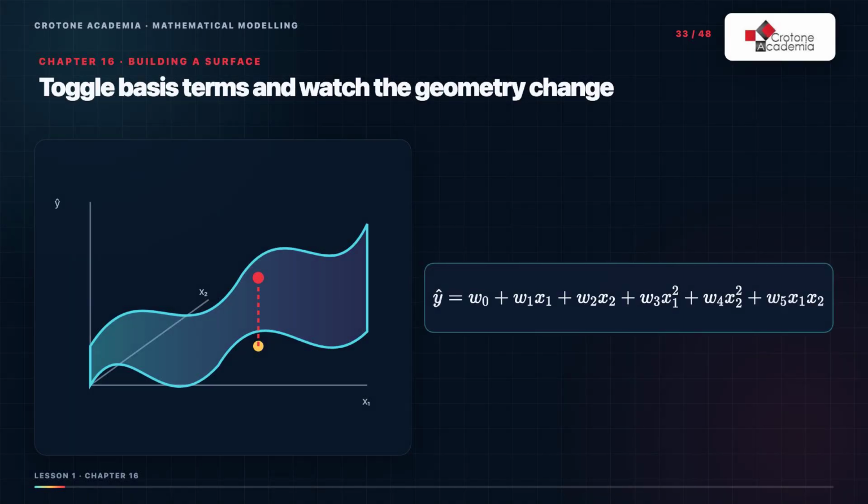Begin with the plane from the constant and two raw inputs. Add x1 squared, and the surface curves along the x1 direction. Add x2 squared, and curvature appears in the other direction, producing a bowl or dome depending on the signs. Add x1 x2, and the surface can twist. Each visual change is connected to one new term in the equation. The family becomes more expressive because the representation has been enriched.